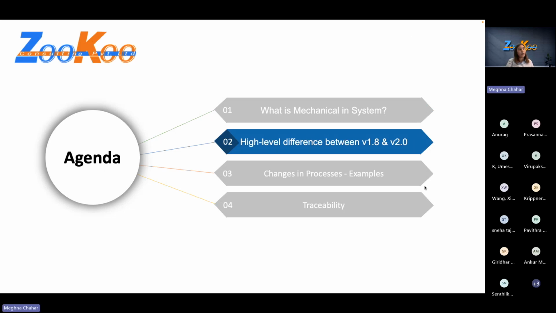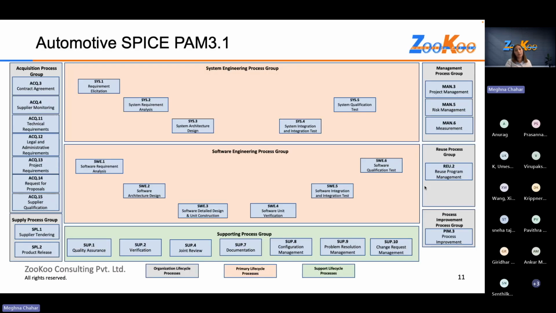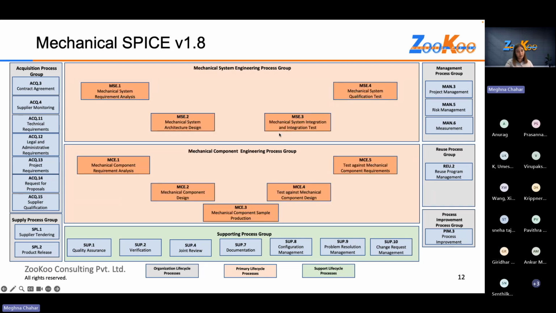After this, let's look into some high-level differences between version 1.8 and version 2.0. Version 1.8 was created on the basis of Automotive SPICE version 3.1. So this was our ASPICE PAM 3.1, and I'm sure all of you already know this diagram. We have 3 different life cycles, 8 process groups with system, software, supporting, and all other processes from the organizational life cycle. By considering this structure, Mechanical SPICE version 1.8 was defined.